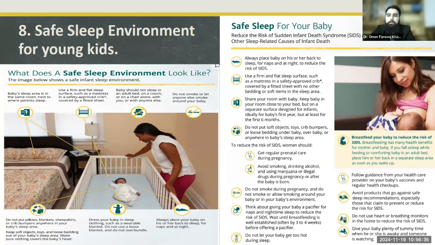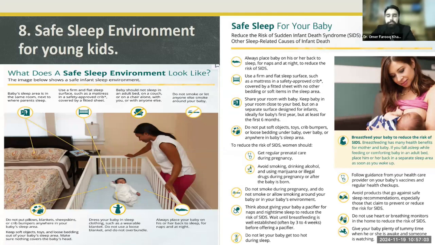So always place the baby on his or her back. Use a firm flat surface. Share your room with the baby. Do not put soft objects or toys in the crib. Get regular prenatal care during pregnancy. Avoid smoking. Avoid drinking alcohol. Avoid using marijuana or illegal drugs during pregnancy. Do not smoke. Think about giving your baby a pacifier for naps and nighttime sleep to reduce the risk of SIDS.